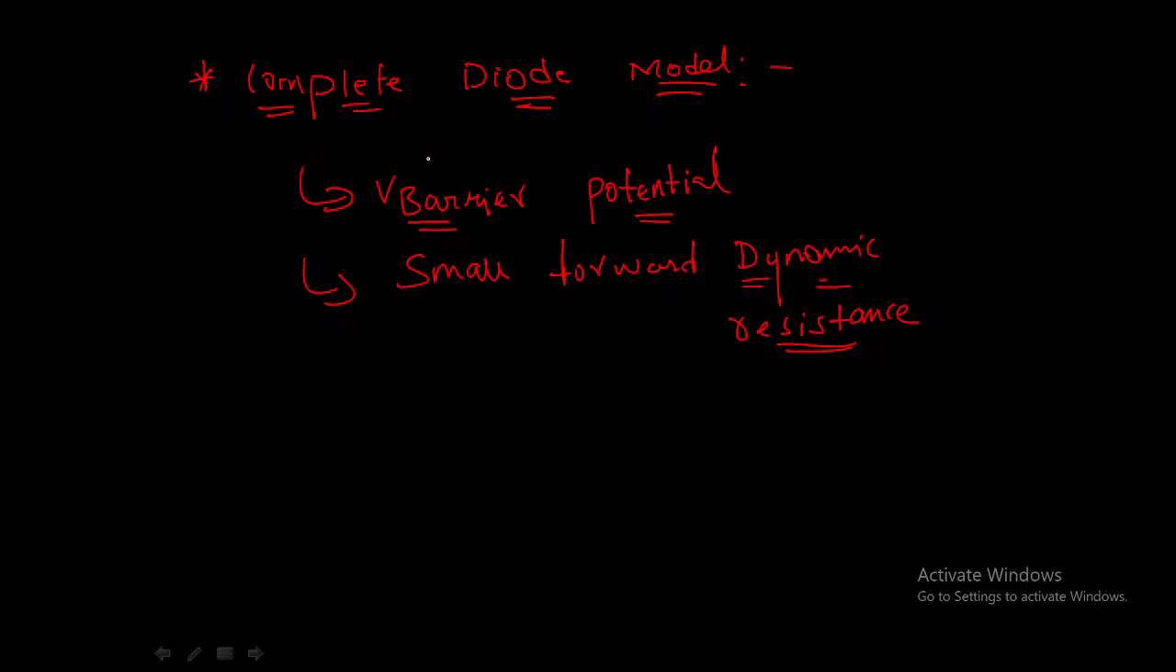So in the complete diode model, we are going to take the dynamic resistance into consideration. Now when the diode is in forward bias, it acts as a closed switch in series with equivalent barrier potential and a small forward dynamic resistance. So let us see how we are going to model this complete diode model for a forward bias condition. For forward bias condition, let me draw the diode once again.